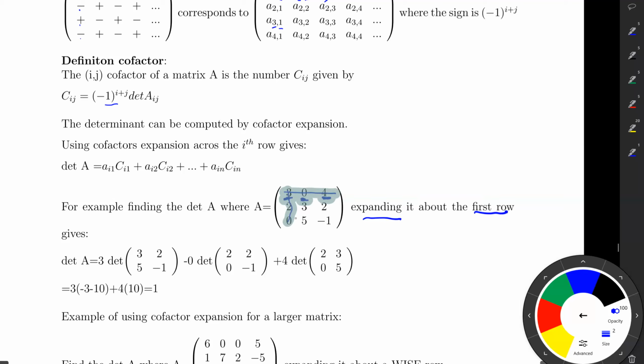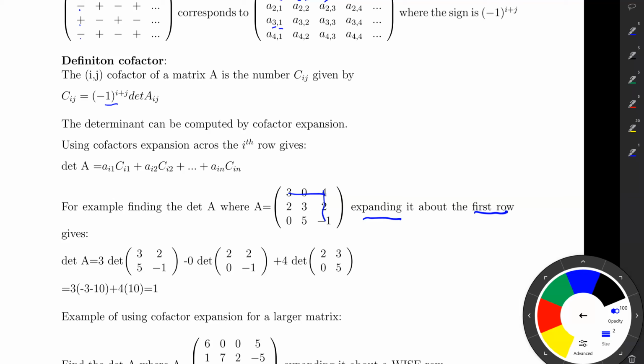Okay, let me erase. So now this 0, this next term here is in the negative position. So I'm just putting it in there for effect. -0 times the determinant of the matrix that's left over if I cross out that row and column. So 2, 0, 2, -1. Then moving to the next position, which is in the positive position. So that's +4. And the matrix that's left over, if I cross out the row and column.